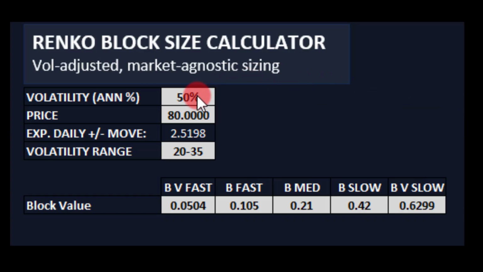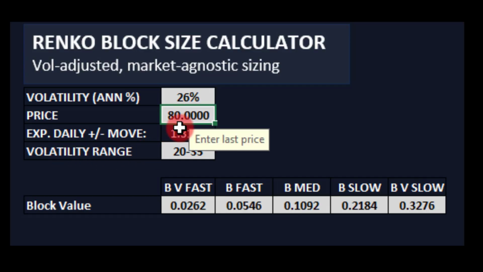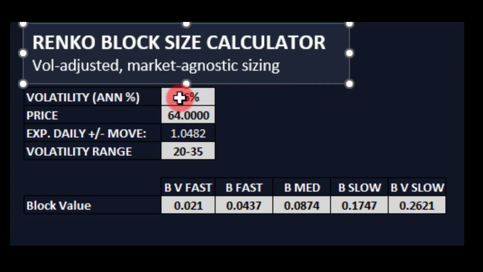We've got 3 boxes, like I said. The top one is the annual historical volatility as a percentage. So let's say we were at 26%. We're going to use maybe crude oil as our example. Current price, let's call it 64. So we see the volatility 26%.